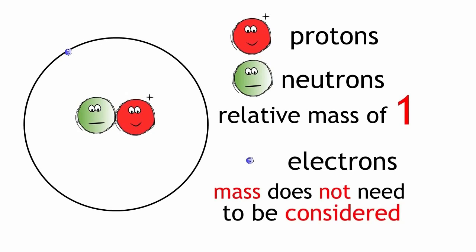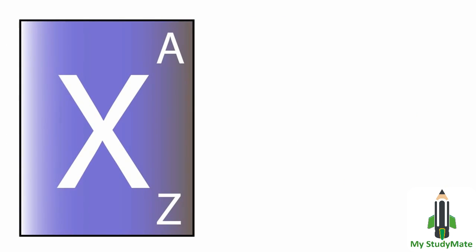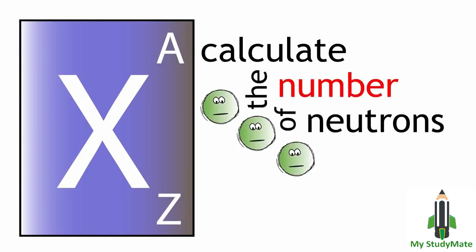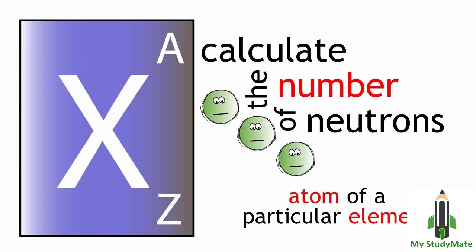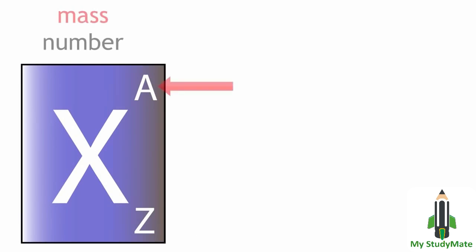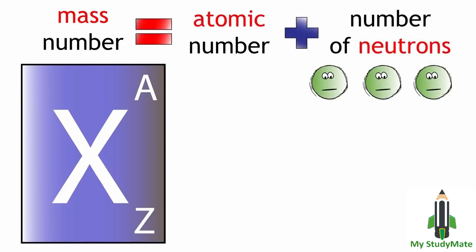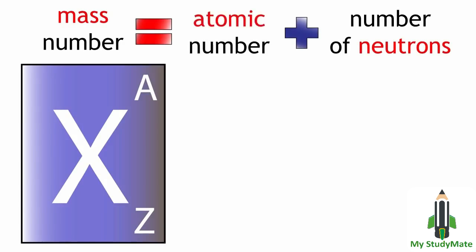So if we know the mass number of an element and we know the atomic number, we can calculate the number of neutrons in an atom of a particular element. So the mass number equals the atomic number plus the number of neutrons. The atomic number is just the number of protons in an atom. Therefore, mass number equals protons plus neutrons.